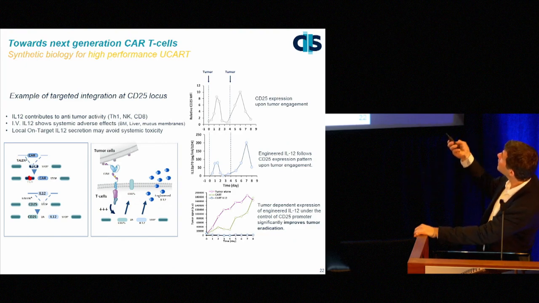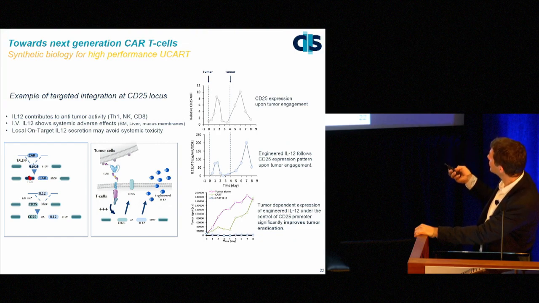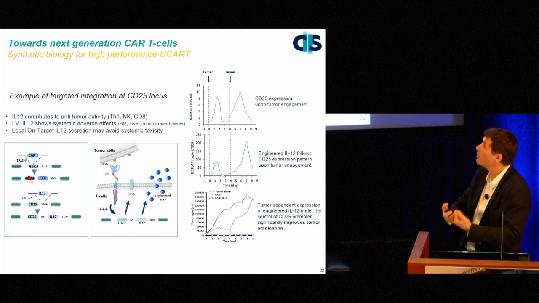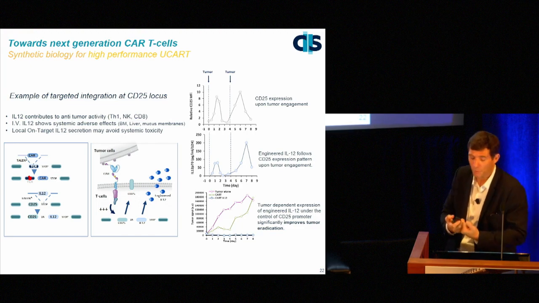You see, when we challenge the tumor, like the mice with the CAR T cell with a tumor, you see that the CD52 expression is enhanced. And if you replace the CD52 expression with IL-2, IL-2 is also expressed the same way. And IL-2 has a very potent and powerful anti-tumor effect.